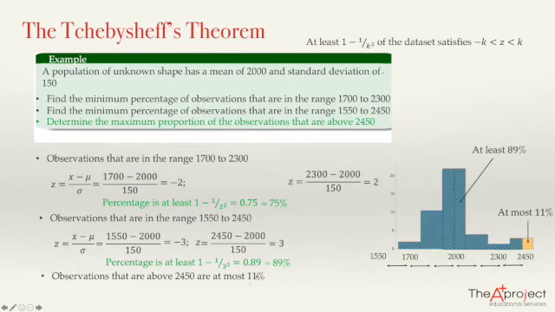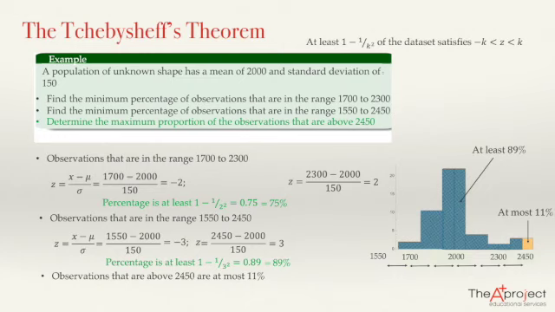So at most 11% of the data set is outside of the region between 1550 and 2450. Obviously, it could happen that there is nothing here. If there is nothing here, the whole thing will be here. This is something that could happen. For that reason, we say that at most 11% of the data set are above 2450.